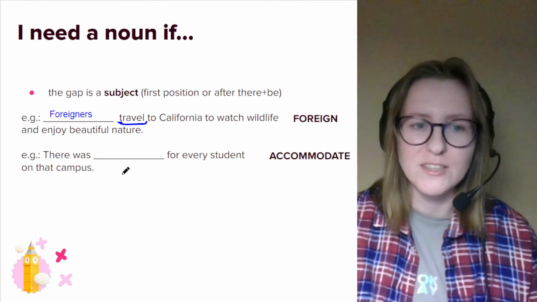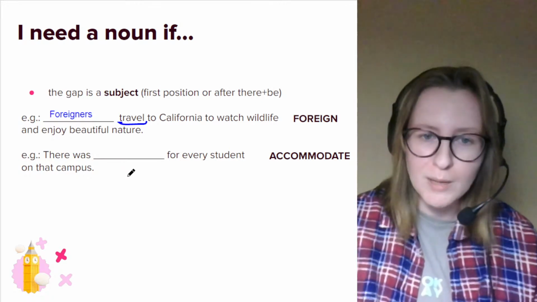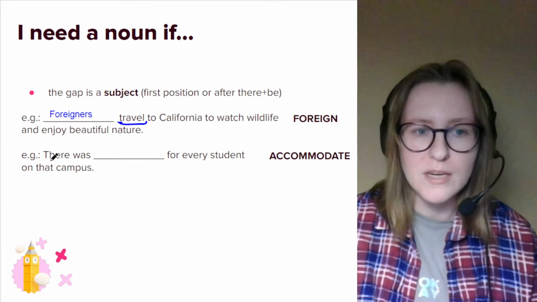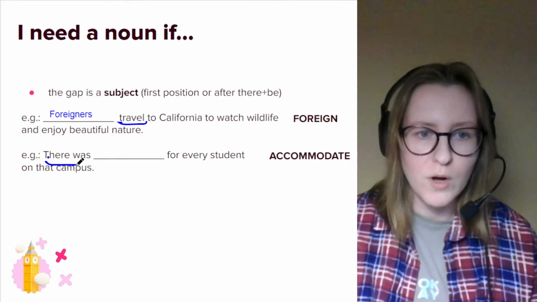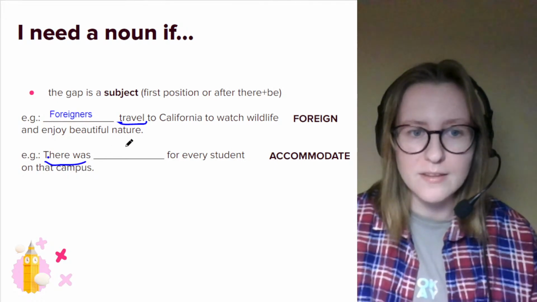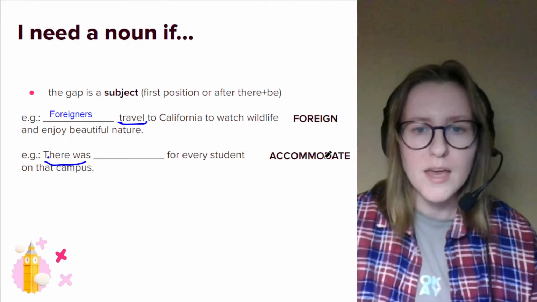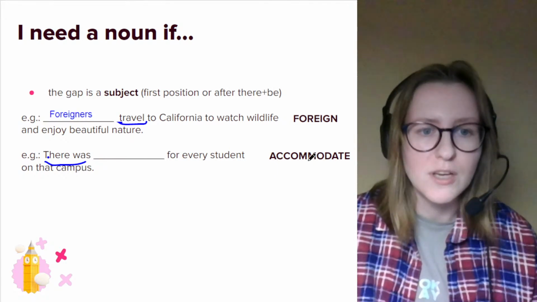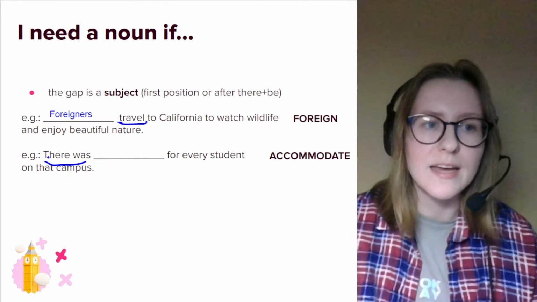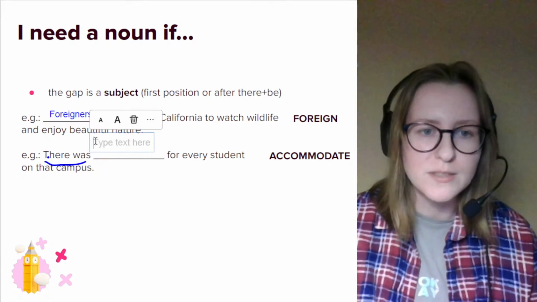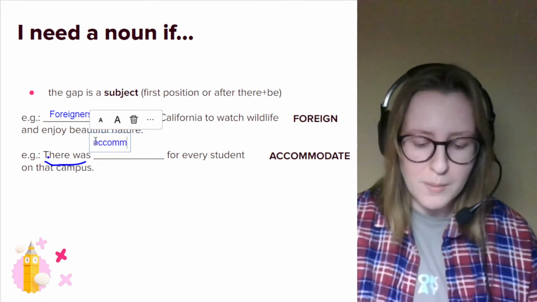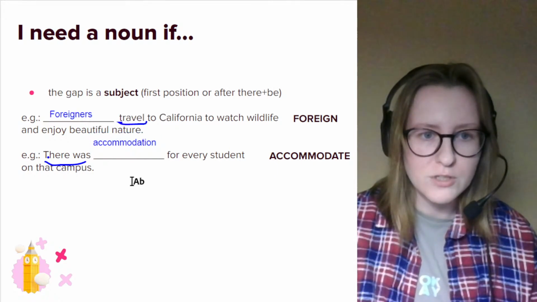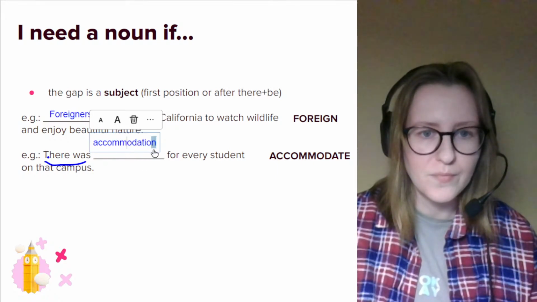Moving on to our next example. There was blah, blah, blah for every student on that campus. Again, we need a subject, right? We have there was, so we need the actual subject here, right? Accommodate. There was for every student on that campus. I need a noun and I know how to form it. There was accommodation for every student on that campus.